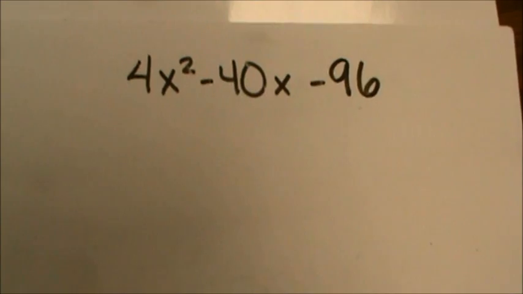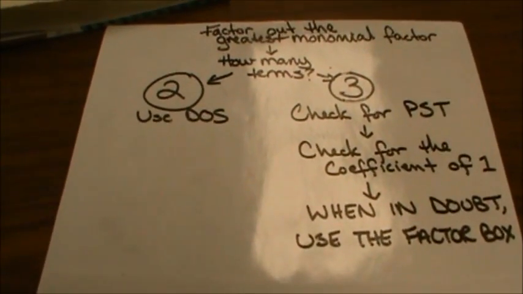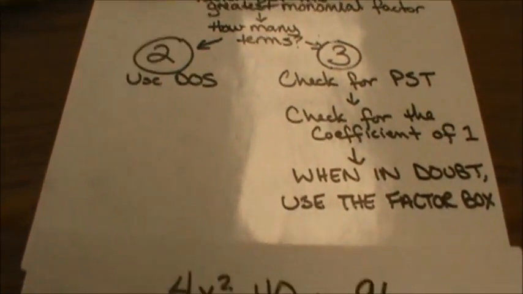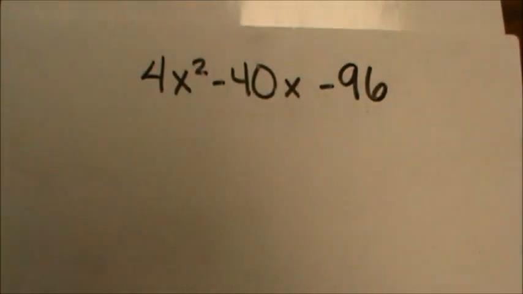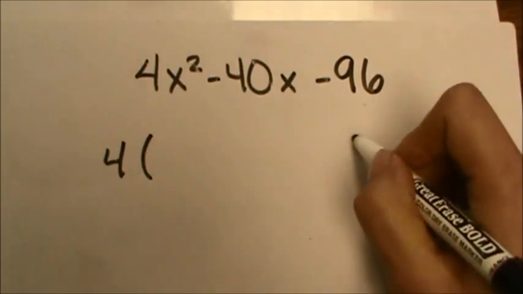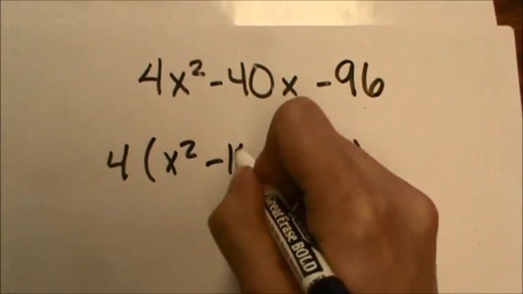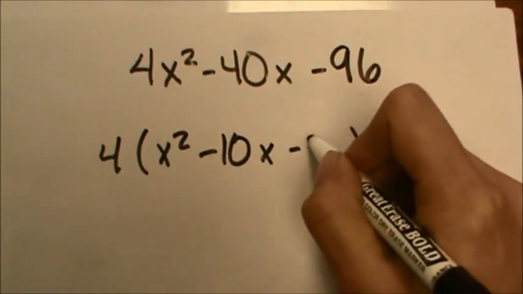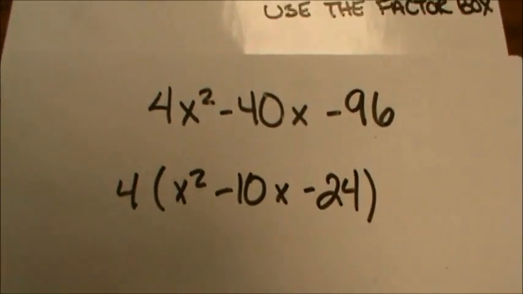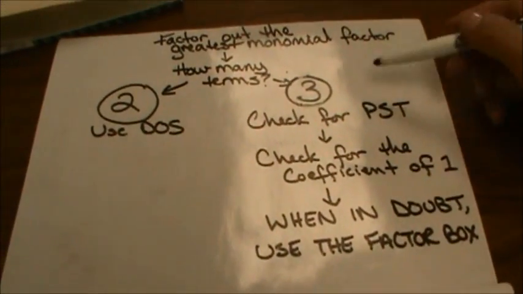Let's consider this polynomial. How can I factor it? First thing I have to do, according to my flow chart here, is factor out the greatest monomial factor. What do all of these have in common? 4. I'm left with x squared minus 10x minus 24. Okay, now I definitely have 3 terms, so that brings me down to this column.